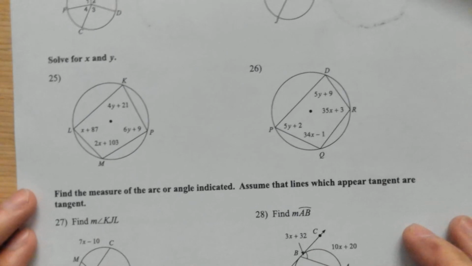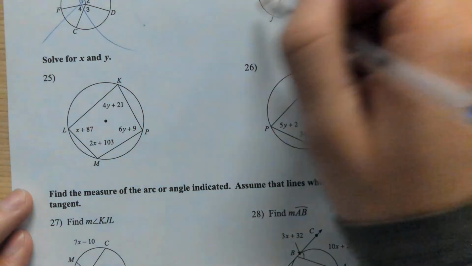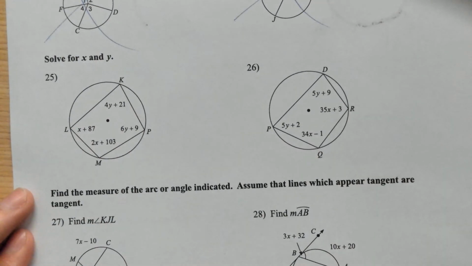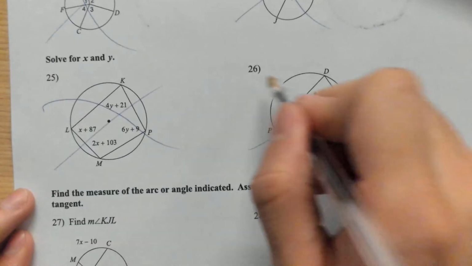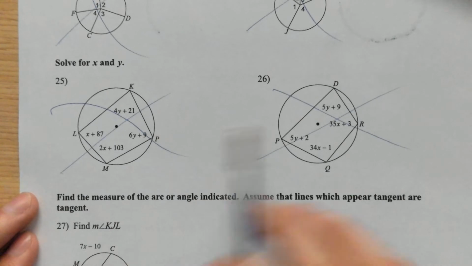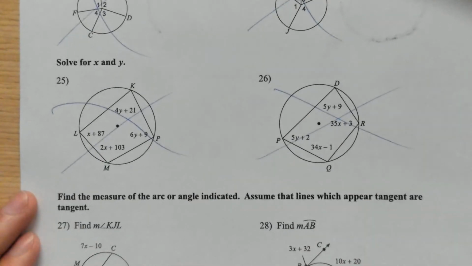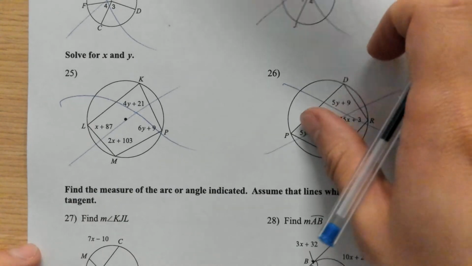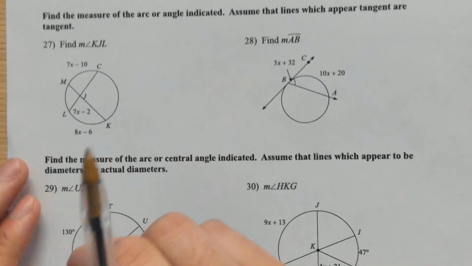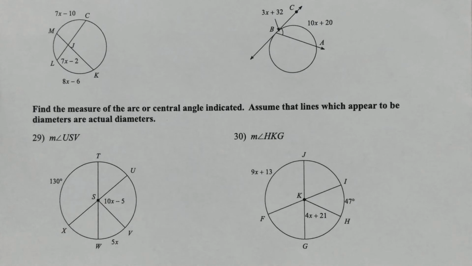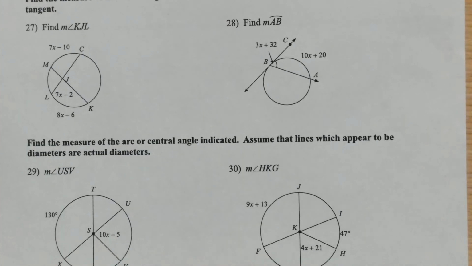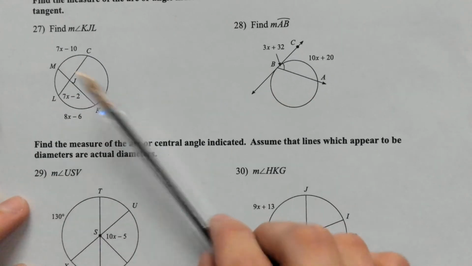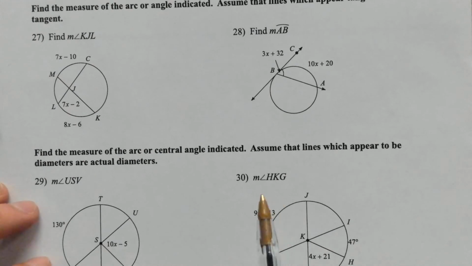The back page, it's a little, here's the thing, don't do 24 and 23, also skip numbers 25 and 26. These problems are very tedious. You need to use systems of equations, and I don't want you to use that. Now for the rest of these problems, 27 and 28, they're pretty easy.